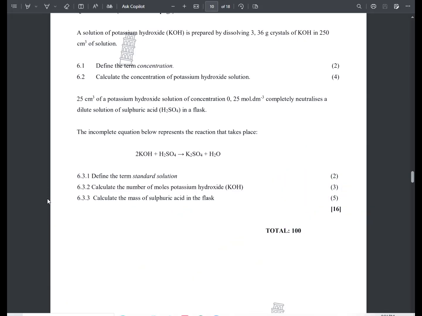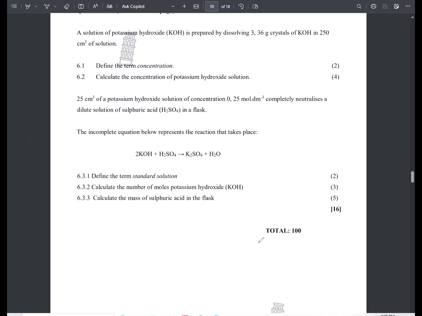Okay, now we are given 25 centimeter cube of potassium hydroxide solution of concentration 0.25 mole per dm cube completely neutralizes a dilute solution of sulfuric acid in a flask. The incomplete equation below represents the reaction that takes place. So they say the reaction is incomplete, but then it is actually balanced, right? So don't care about it being incomplete. We care about it being balanced.